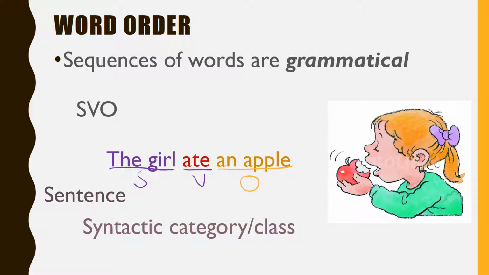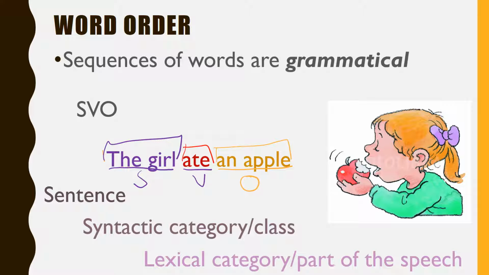The syntactic category or the syntactic class are the possible combinations of words. In this case, the girl is one syntactic category, then ate is another one, and an apple is another syntactic category or syntactic class. And finally, the other elements that we can find in a sentence is the lexical category, that is the part of the speech. So we have here 1, 2, 3, 4, and 5. We have 5 parts of the speech in this sentence.